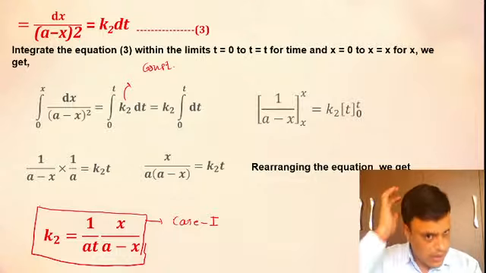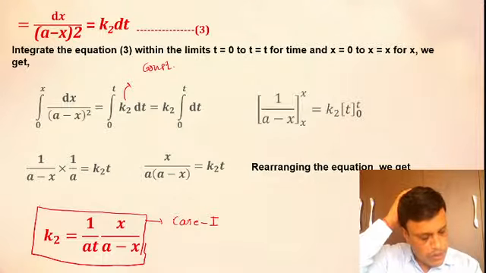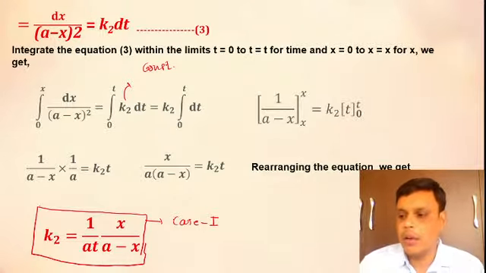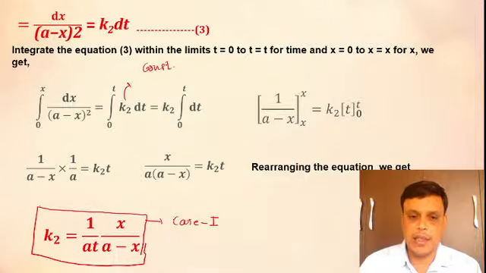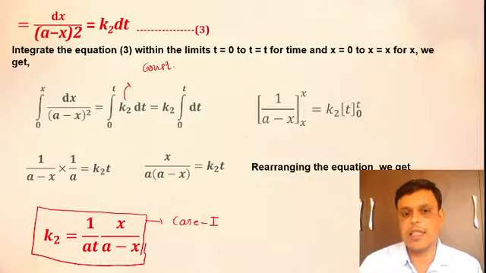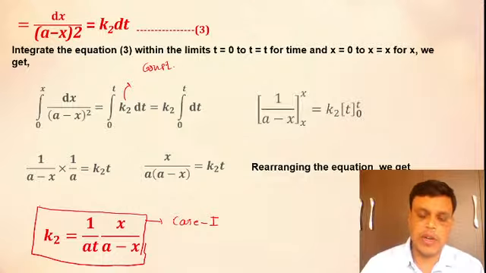Understand? क्या क्या मिल गया? कौन सा इक्वेशन मिल गया आप लोगों को? K2 is equal to 1 divided by at into x divided by a minus x. This is the integrated rate law equation for case number 1, that is, only one reactant is present.